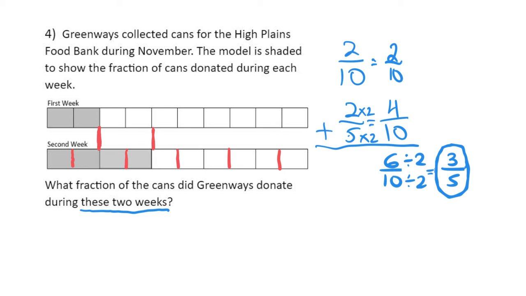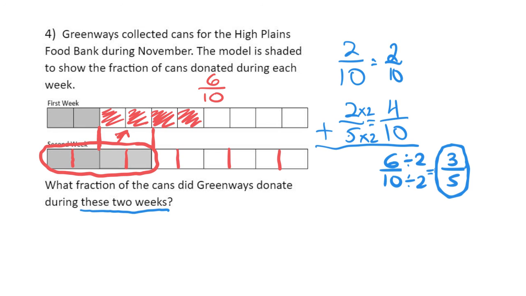So I'm going to take these 4 right here from the second week, and I'm going to bring them up, combine them together, add them to the top. So 1, 2, 3, 4. And now to get my answer, I simply count how many I have shaded now, which is 1, 2, 3, 4, 5, 6 shaded out of 10.